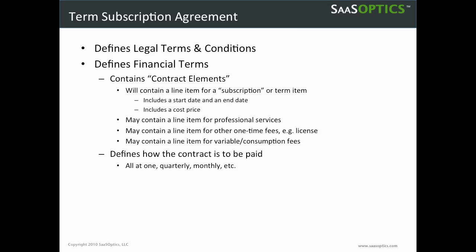Your subscription agreement may also contain line items for one-time things like a license fee. You don't see this a ton in SaaS companies, but you do see it in traditional software companies. And then you may also have a contract element for variable fees, sometimes referred to as consumption fees or usage fees. These are things like, you bought X capacity, you used Y, so you pay us more, or you get Z per month and you use Z plus 5, so you pay us for the 5. Okay, so these are the typical elements that you will see in a contract. And then, of course, your contract defines how things are going to be paid, quarterly, monthly, et cetera.